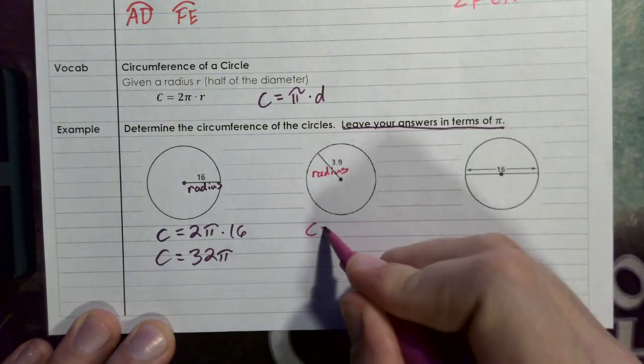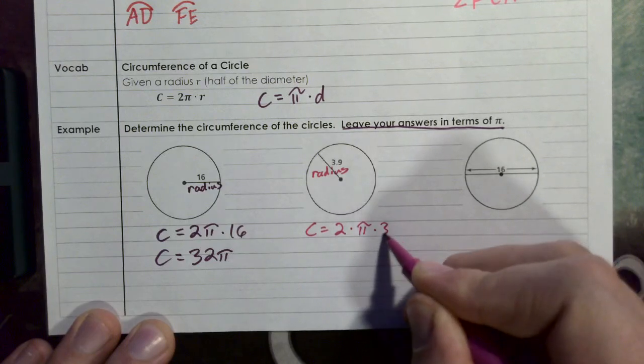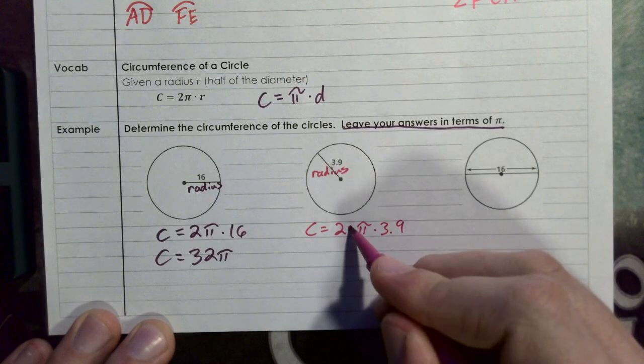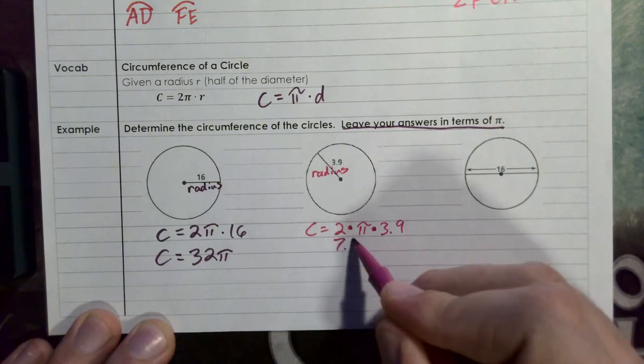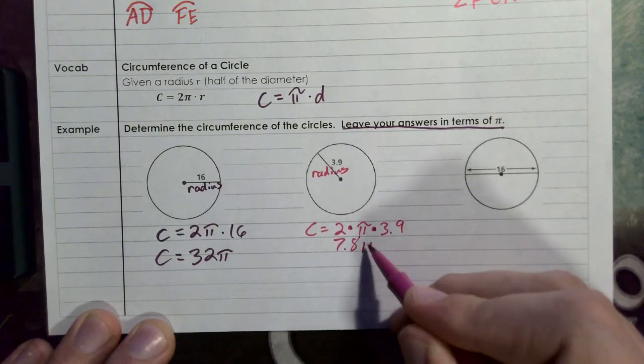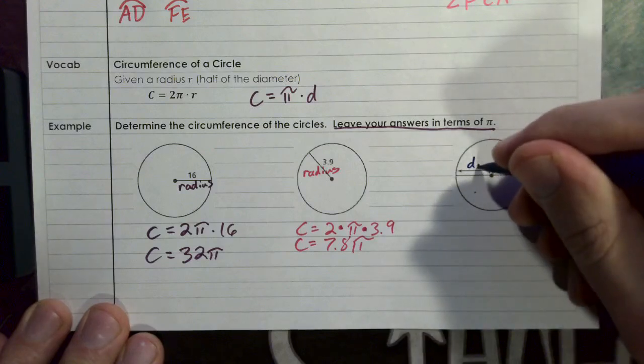So the circumference here is going to be 2 times pi times 3.9. 3.9 times 2 is 7.8, times pi, and I'm finished. It's that fast. The 16 is a diameter.